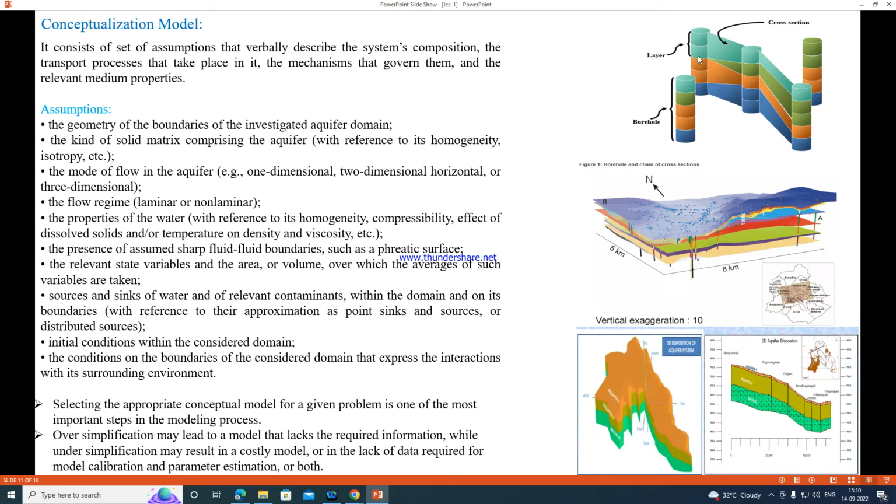See here, we have different borehole data. We know the latitude and longitude of each of these boreholes. From the latitude and longitude, using a DEM, you can get the elevation. After that, you will know the elevation of the first layer.